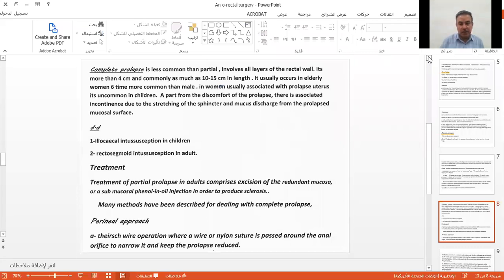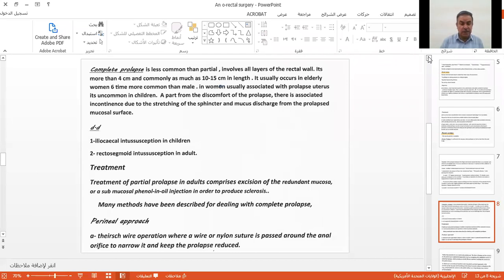Apart from the discomfort of the prolapse, there is associated incontinence due to stretching of the sphincter, and mucus discharge from the prolapsed mucosal surface. The differential diagnosis is ileocecal intussusception in children and rectosigmoid intussusception in adults.